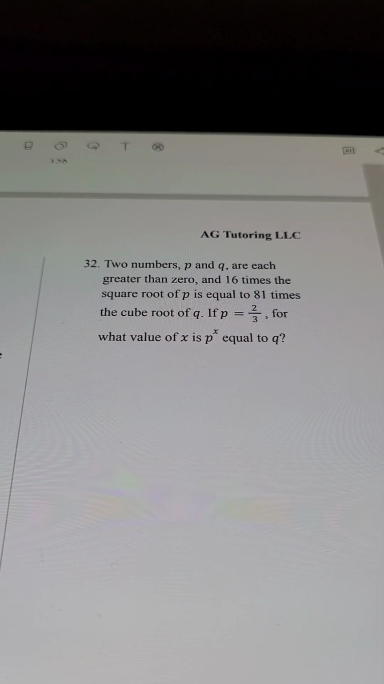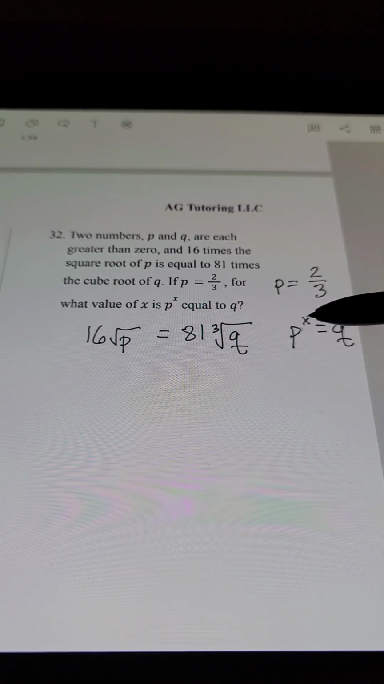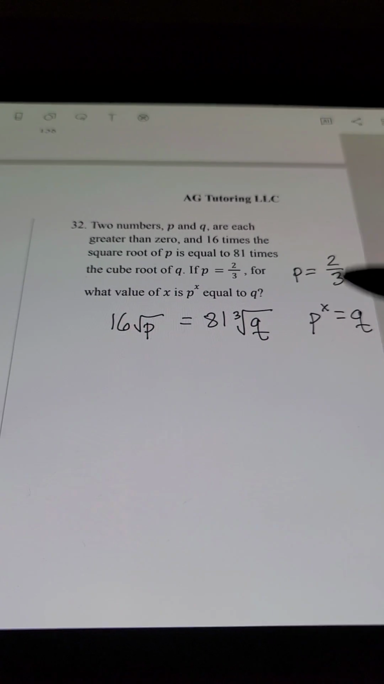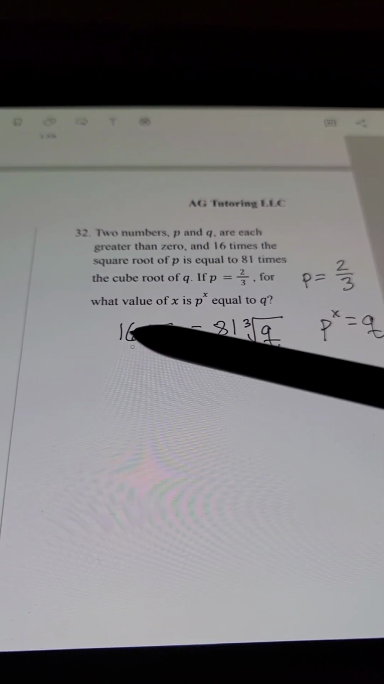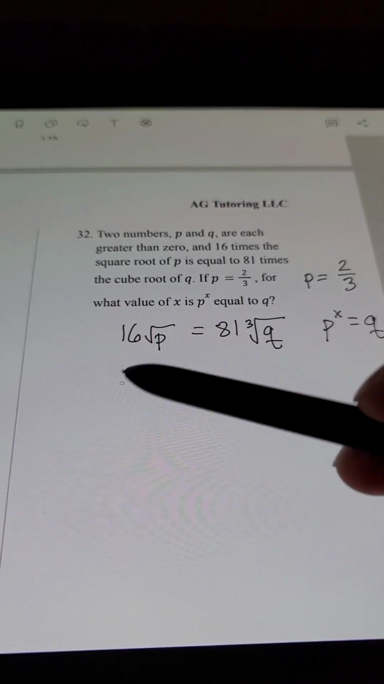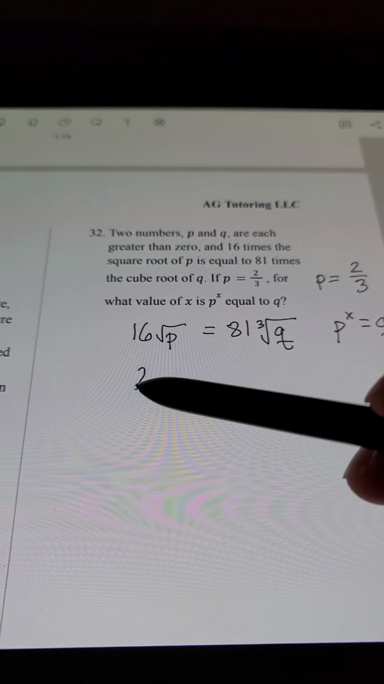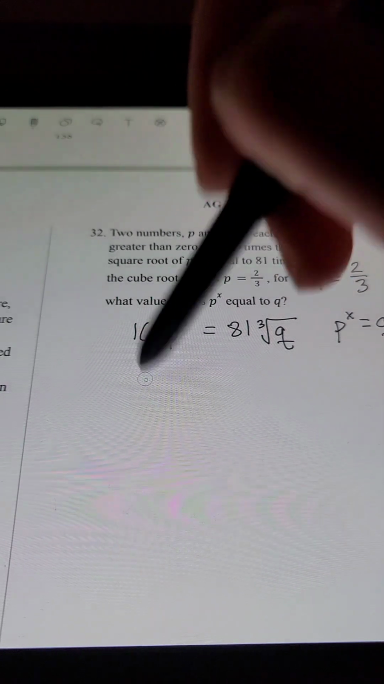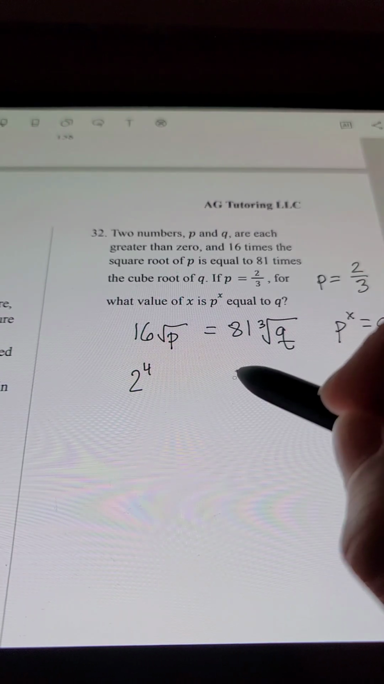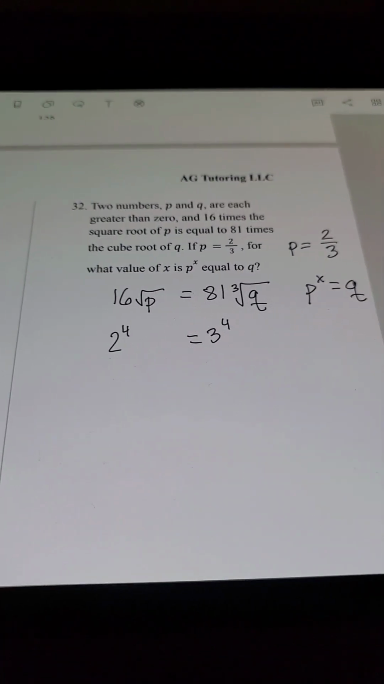So pause to read 32 if you haven't already. So I've rewritten out all the given information here. So we're trying to find x in this situation. One thing that you want to do is look for patterns. Like with this 2 and the 3, I see that 16 and 81 can be written as variations of those numbers. So 16 can be rewritten as 2 to the 4th power, and 3 to the 4th power is the same thing as 81 as well.